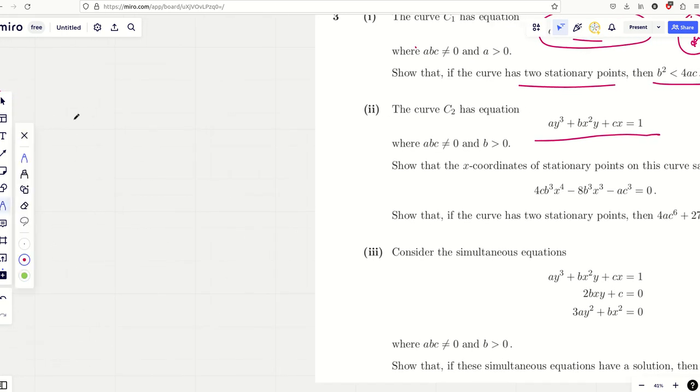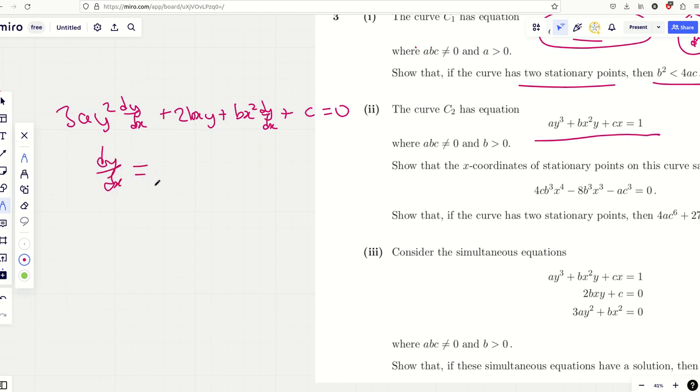Okay, so once again we're just going to have to differentiate implicitly. Plus, okay, 2bxy plus bx squared dy by dx, and then plus c equals 0. Yeah, same thing again, dy by dx equals, I hope you don't mind me going straight to this bit, because it's worth saving time in these papers, minus 2bxy minus c over 3ay squared plus bx squared. Okay, that's what we're going to have here. So that's kind of nice.